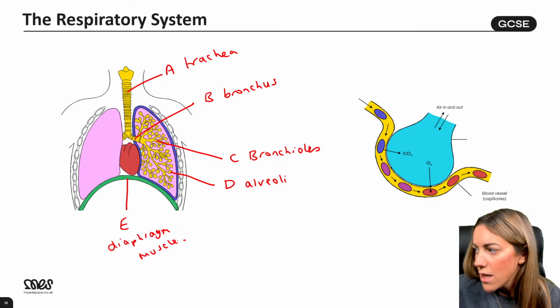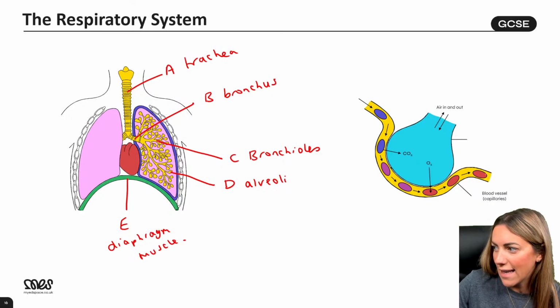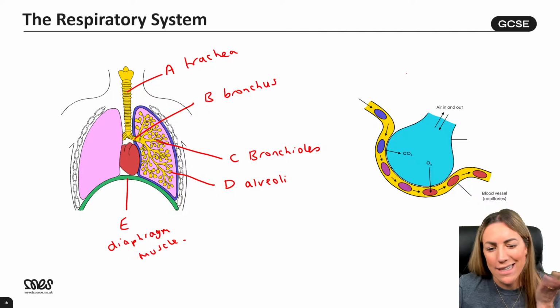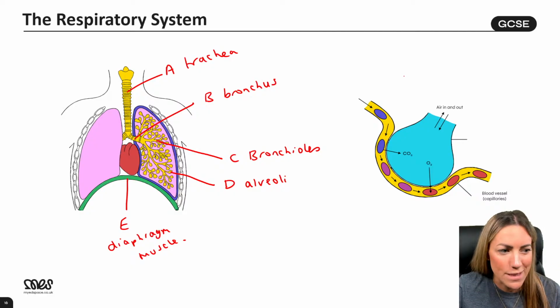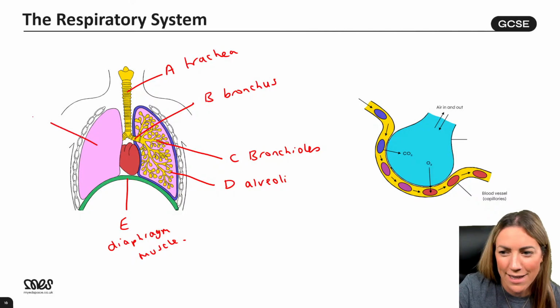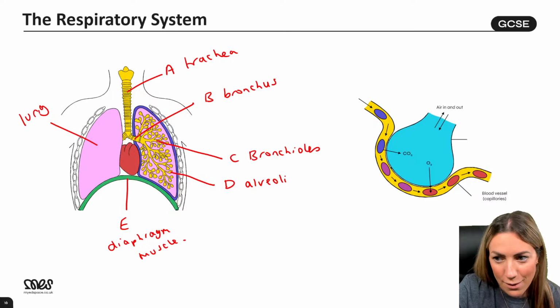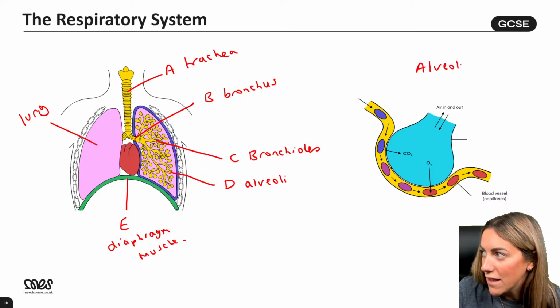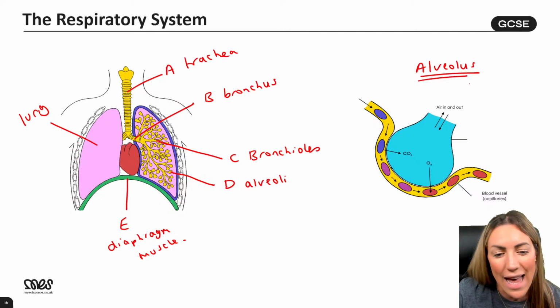Okay. Now, what have I got here? I'm not going to spend any longer on that because that would literally just be a labeling question and it would be super easy. I mean, I suppose I could add lung, but we know that, don't we? Right, over here is an alveolus. So it's a single air sac.